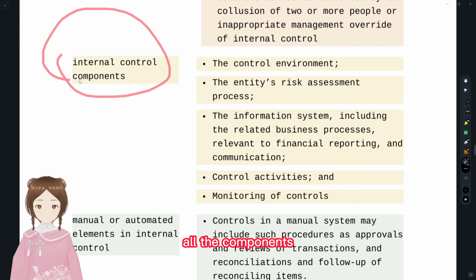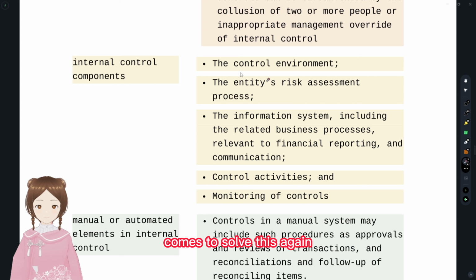We'll see what all the components are that internal control consists of. This could be asked, and it was widely asked as a direct question. It's a favorite question also. The components are: control environment, the entity's risk assessment process, the information system including related business processes relevant to financial reporting and communication, control activities, and monitoring of controls.